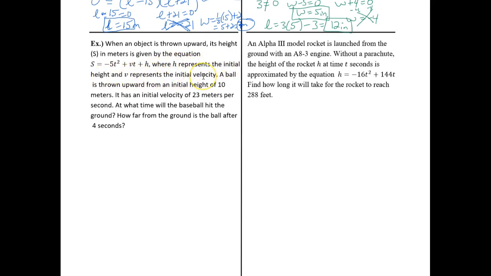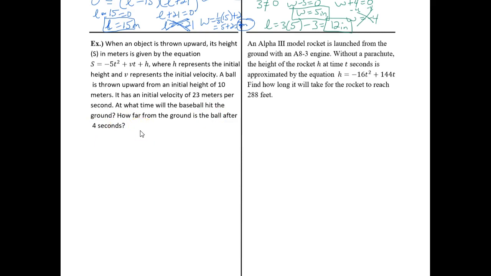v represents the initial velocity. A ball is thrown upward from an initial height of 10 meters. It has an initial velocity of 23 meters per second. At what time will the baseball hit the ground, and how far from the object is the ball after 4 seconds?